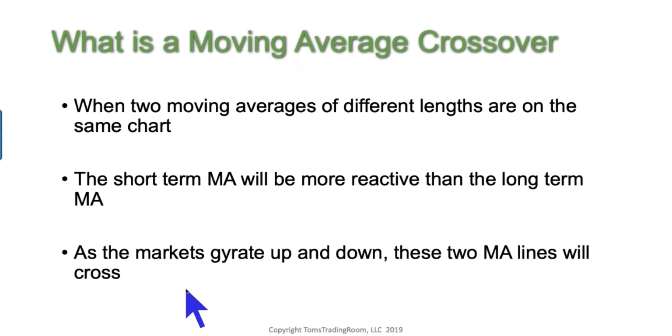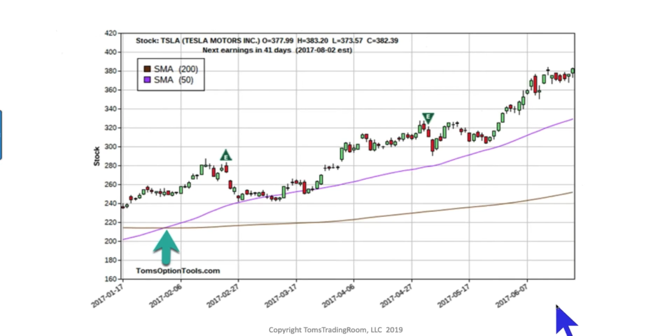So what is a moving average crossover? A moving average crossover is when you take two moving averages that are different lengths on the same chart. The short-term moving average is going to be more reactive than the long-term moving average. And as the stock gyrates up and down, these two lines will cross back and forth. So I'm just going to throw some older charts up on the screen so everybody understands what moving average crossovers look like. Here's Tesla.